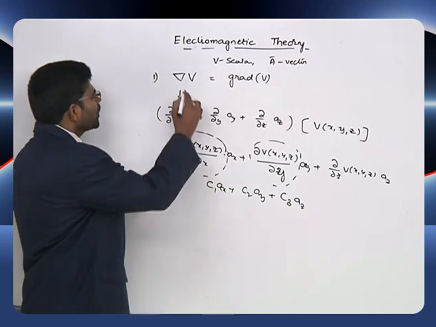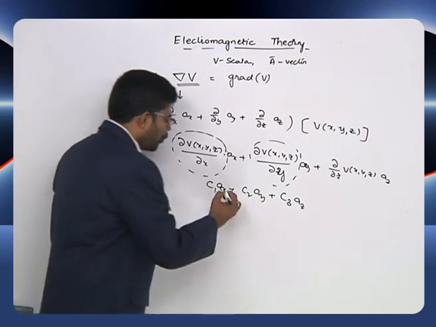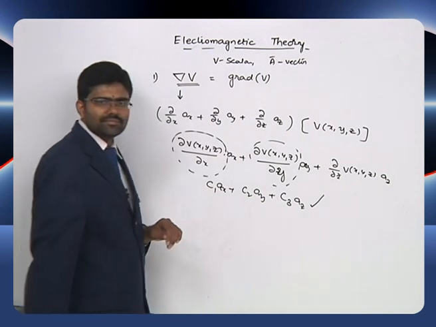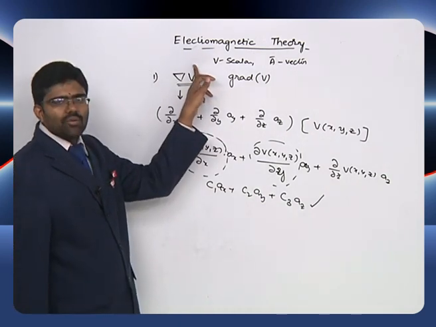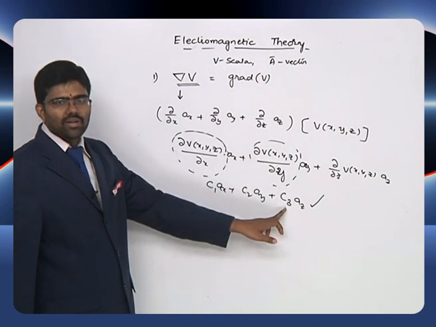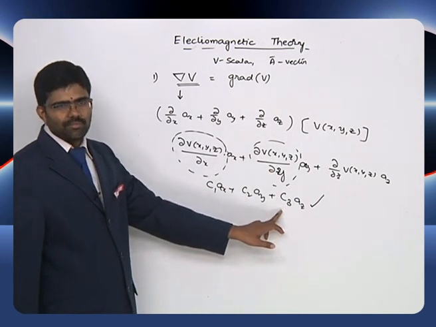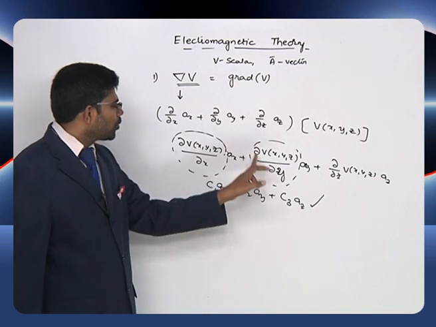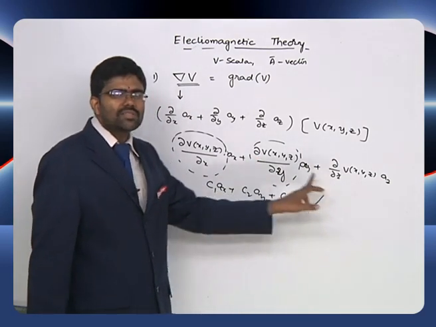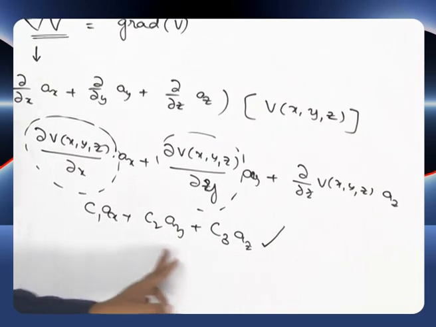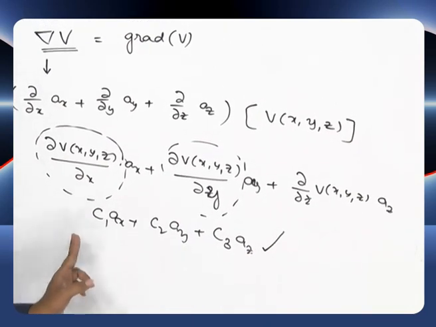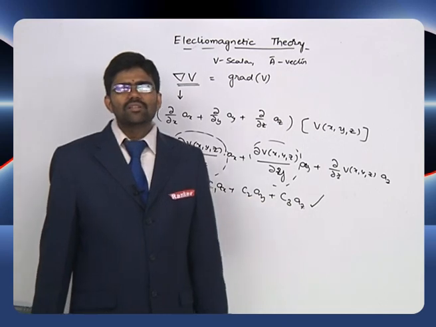Now if you observe the result of this gradient of V, what we are getting is a vector. So if you apply this del operator on any scalar, what we are getting is a vector. Now what does this vector give? This ∂/∂x, ∂/∂y, ∂/∂z will give us the rate of change of this particular scalar quantity. The entire result will give us the maximum rate of change of a particular scalar.